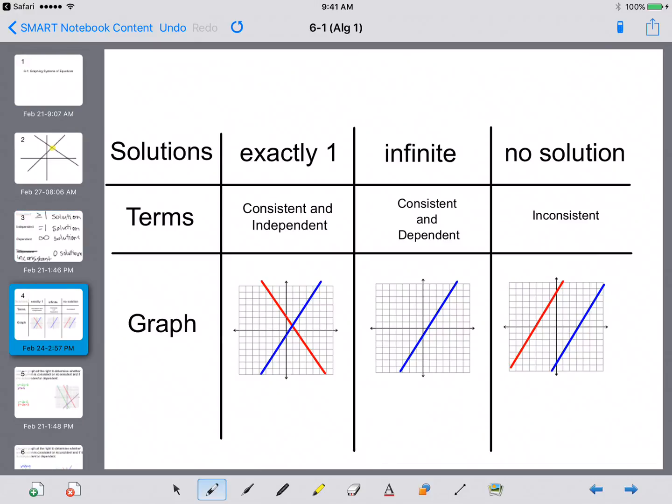Here's a little chart for you to be able to figure that out. So if there's exactly one solution, it looks like this, and it's consistent and independent. Infinite number of solutions, it's exactly the same line, consistent and dependent, and there's no solution when they are parallel to one another, and it's inconsistent.